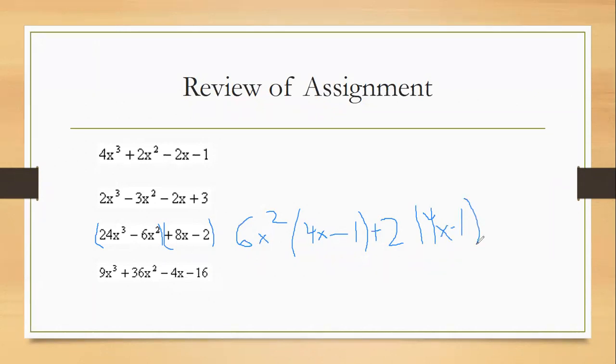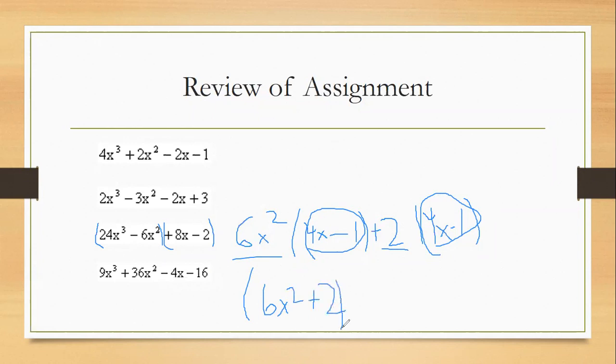Okay, and now again, you will notice that we have the same terms on the inside and two different ones on the outside. So now all you have to do is combine things. 6x squared plus 2, 4x, minus 1. And that's how you end up with that answer.